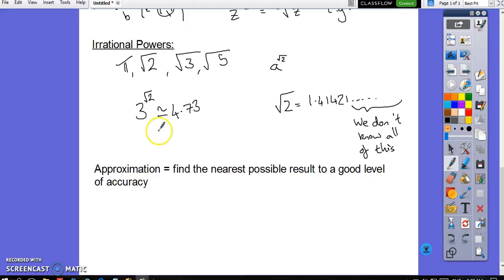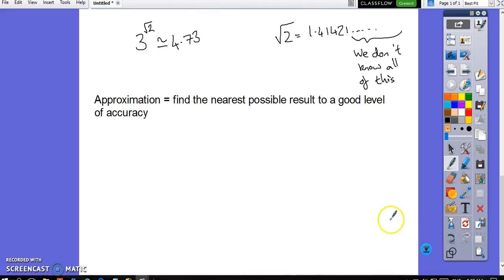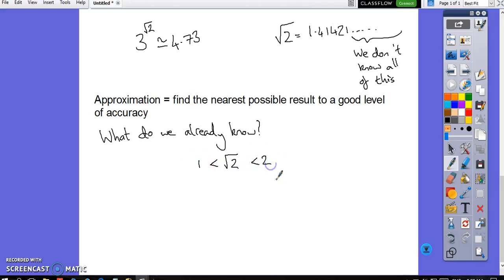So how does approximation work in practice? Well, we start with, as we always do, what do we already know? Now, something I know about the square root of 2 is that I know it's about this, so I know it's greater than 1, but it's less than 2. This means that 3 to the power of the square root of 2 is going to be less than 3 squared, but greater than 3 to the power of 1. So, it's going to be somewhere between 3 and 9.